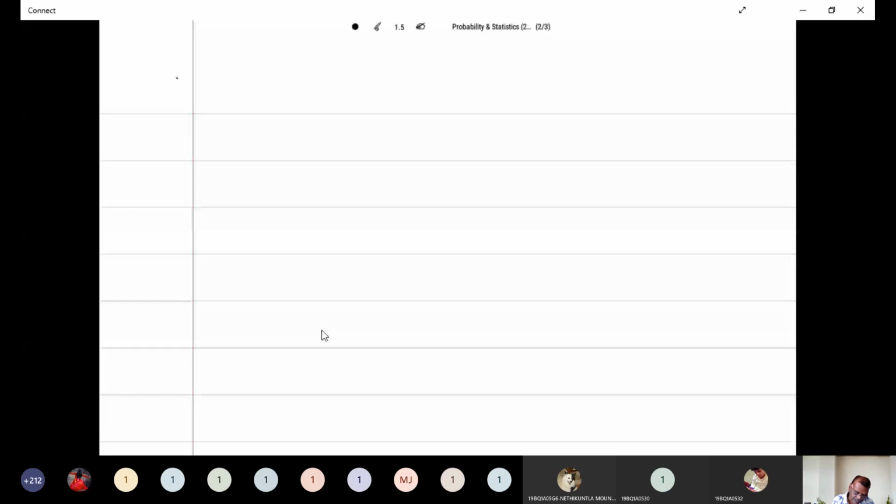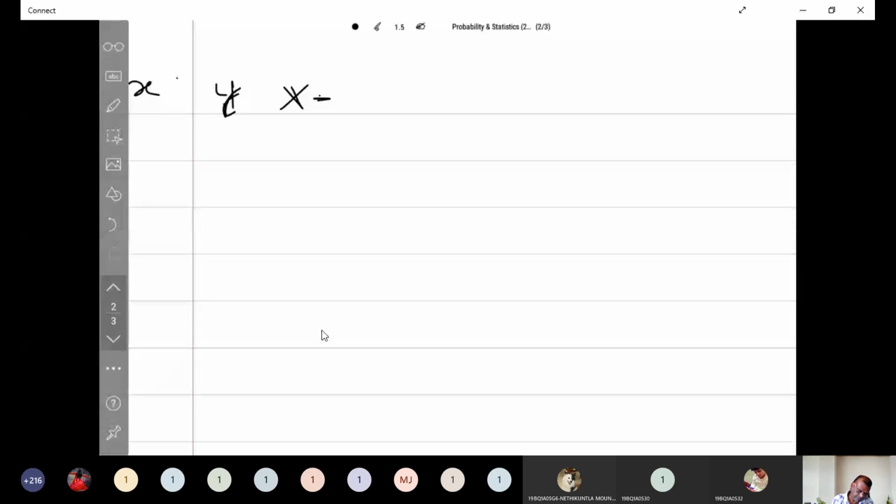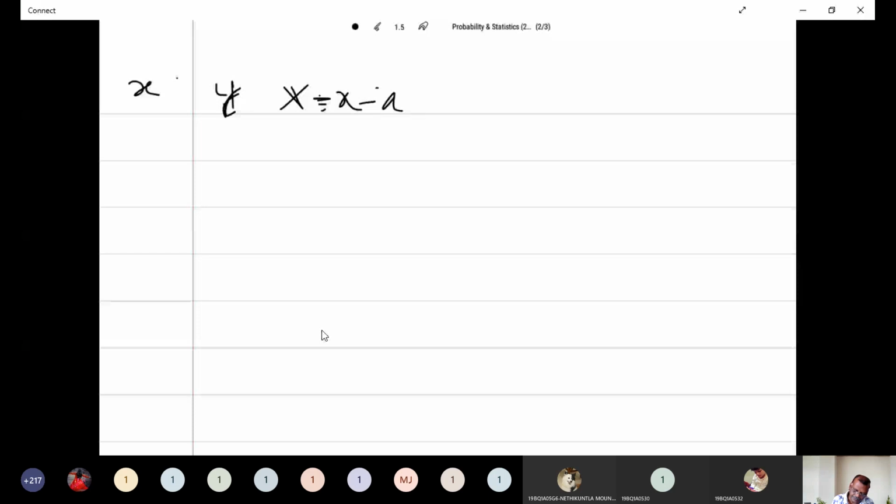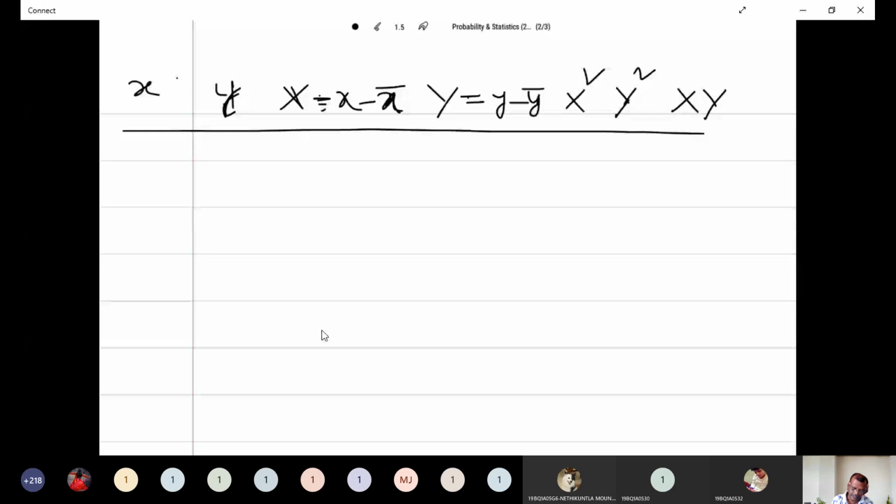Now, here we have to write X, Y, and capital X is equal to X minus X bar, capital Y is equal to Y minus Y bar, capital X square, capital Y square, capital XY. This is the table we have to form like this.